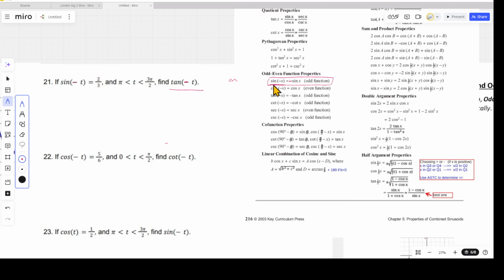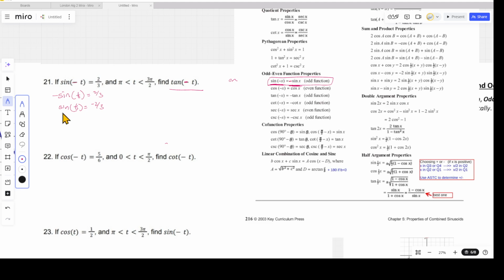This tells us that sine of a negative x can be replaced with negative sine of positive x. Sine of negative t can be replaced with negative sine of positive t, which means sine of t will equal negative 2/3. And sine and cosine are like the most fundamental of the 6 trig functions. So if we can get those two, we can figure out all the rest.